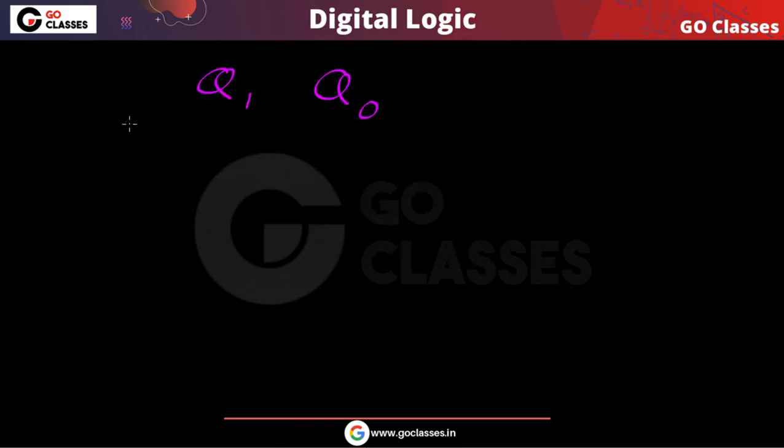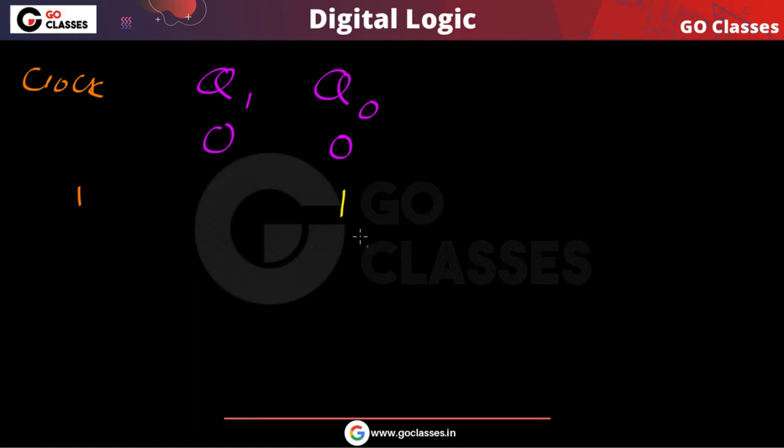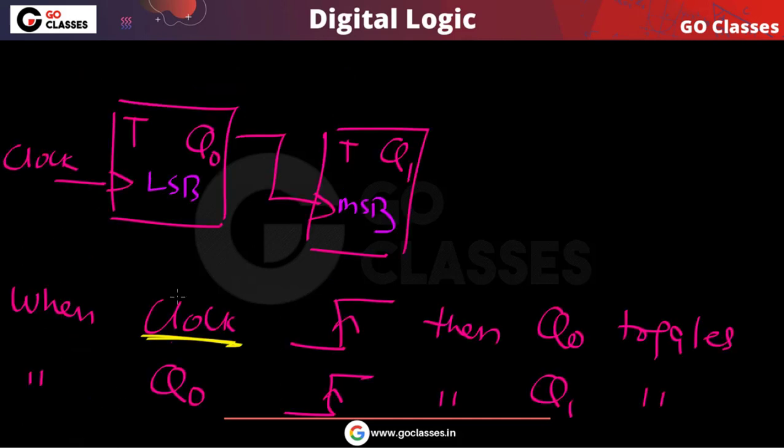Then what will happen? Let's assume initially you have 0 0. This is your initial state. Now after one clock pulse, after one rising edge, definitely q0 will go from 0 to 1, because you already know that with every clock pulse q0 will toggle. In the next clock pulse this will go to 0, in the next to 1, in the next to 0, in the next to 1. So with every clock pulse q0 will definitely toggle.